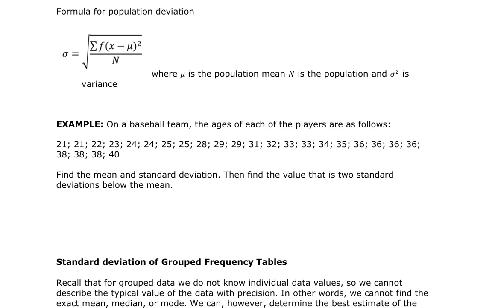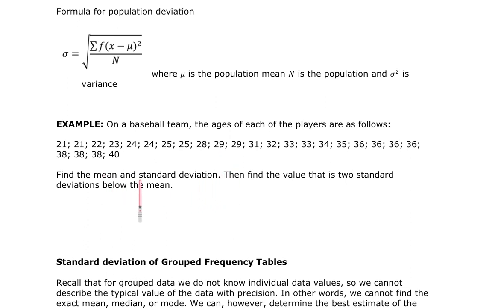So if I were asked to find the mean and standard deviation on a baseball team, where the ages of each of the players were as follows, we need to decide whether this is a sample or a population. Well, because we're looking at a single baseball team, this is not going to be all baseball teams. So this is a single baseball team, so this is going to be a sample.